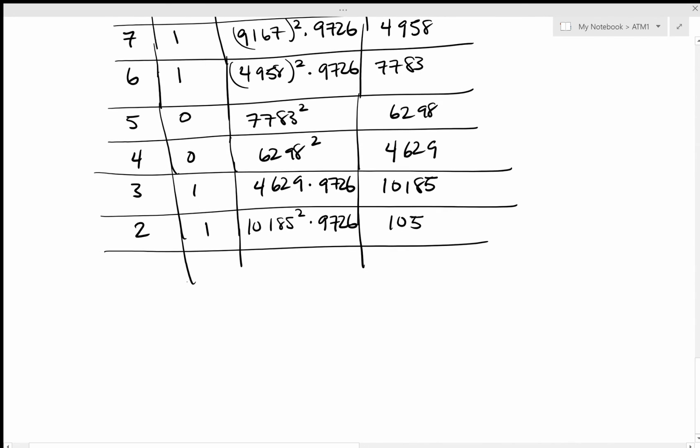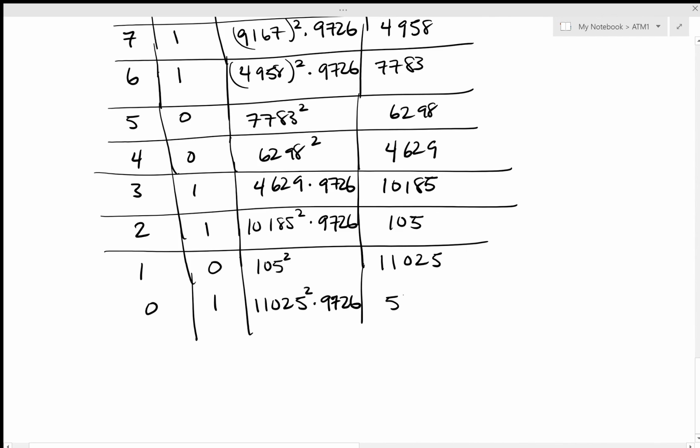And we just keep going here. We're almost done. We get down here to 1, and C1 is 0. So we square 105, and we don't multiply by X. And we get here 11025. And then we look at C0. C0 is a 1, so we square and multiply. So we take that number 11025, we square that, and then we multiply by X, 9726, giving us 5761. Okay, so there we have the result right there.